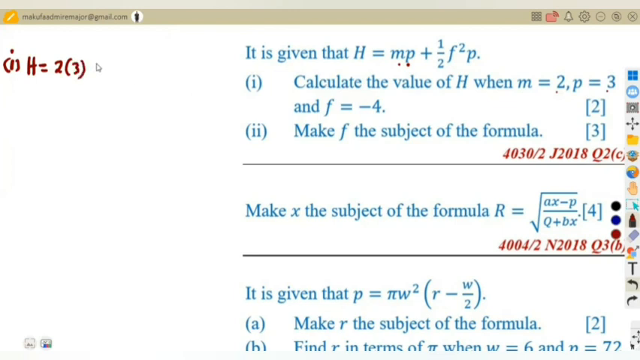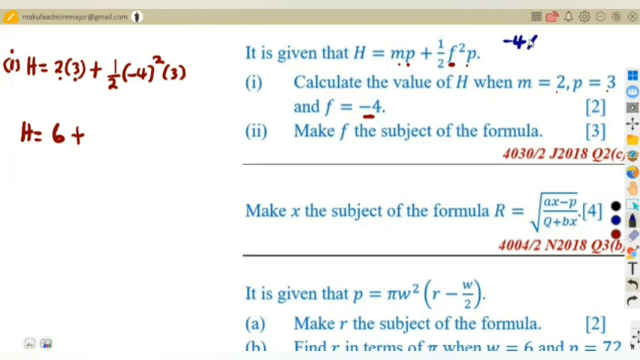Plus half of f squared. Our f is minus 4, so open a bracket, minus 4 squared, times p. So whatever we get here, we're going to multiply by p, which is 3, so we can just open a bracket times 3. So at the end, our h is going to be 2 times 3, which is 6, plus half of negative 4 squared. Negative 4 squared means negative 4 times negative 4.